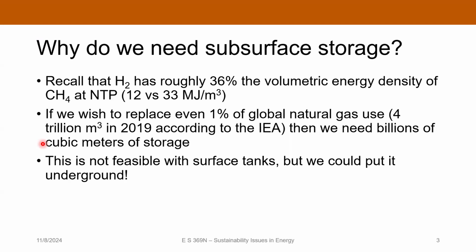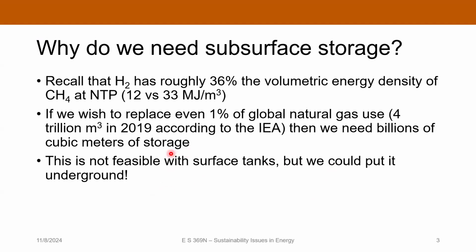And if you think about it, if we just even wanted to replace 1% of global natural gas in 2019, that was 4 trillion cubic meters. That's total natural gas. So 1% of 4 trillion cubic meters is 40 billion cubic meters. And that's how much hydrogen we would need. We're going to need somewhere to store that. We can't just be generating billions of cubic meters of hydrogen on demand. And it's just not feasible to store that much hydrogen in surface tanks. The tanks would have to be gigantic.